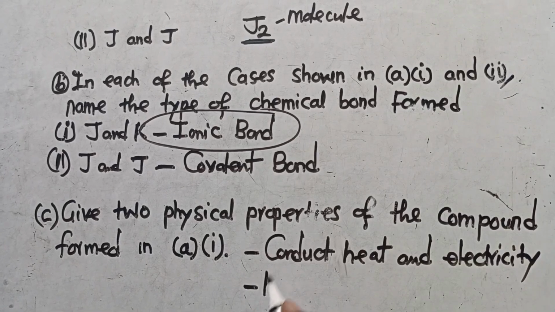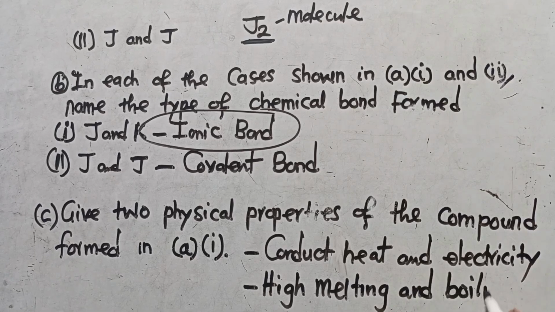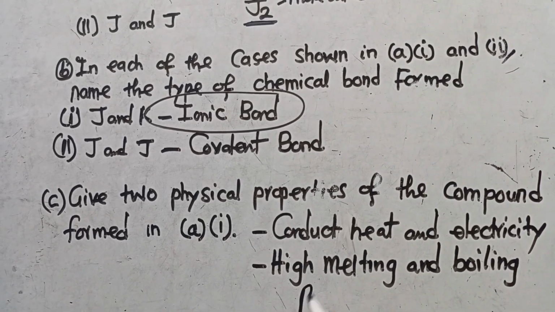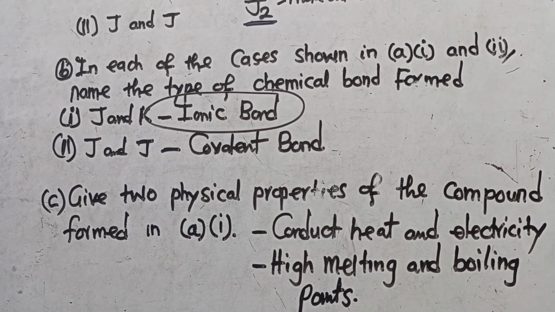Second, you need to know that they've got high melting and boiling points. High melting and boiling what? Boiling point. So the answers are a lot. In this case, we are just told to list or to give two properties. So these are the two properties. They are good conductors of heat and electricity. They've got high melting and boiling points. You are done. This is how you are supposed to answer this particular question.